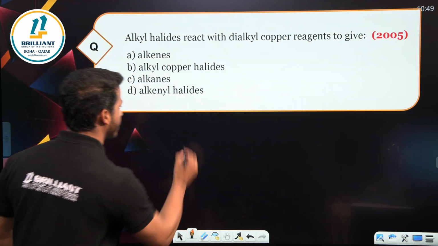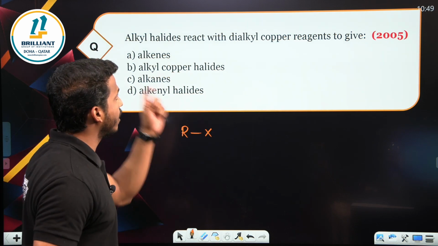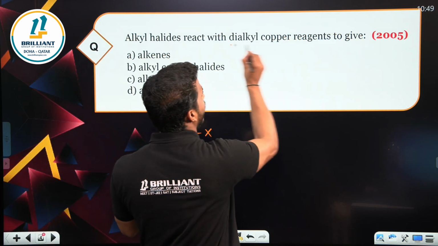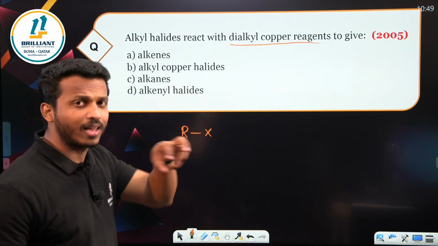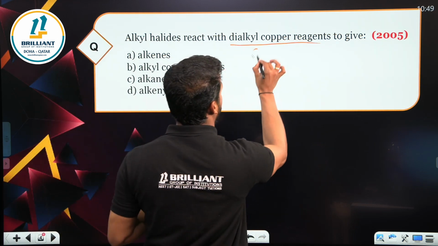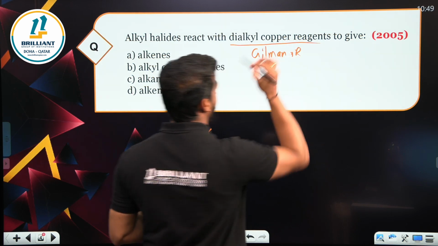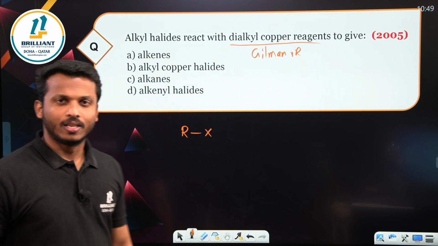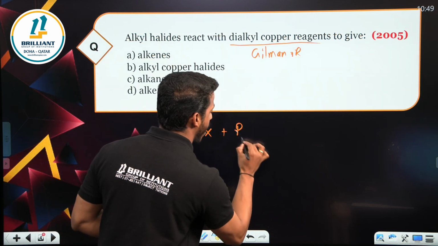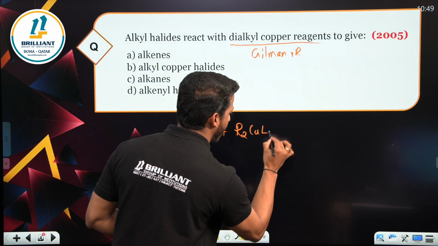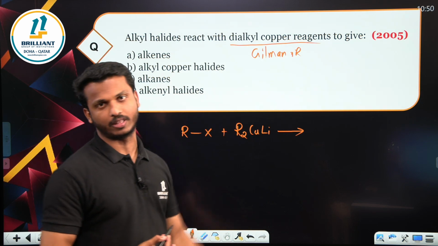Alkyl halides. What is alkyl halide? RX, right? RX. When reacting with the dialkyl copper reagent, which is one of the dialkyl copper reagents dear all, that is what? Gilman reagent. Gilman's reagent. Dialkyl copper. Let me tell you what is Gilman reagent. R2CuLi. R2CuLi. Dialkyl copper with lithium.